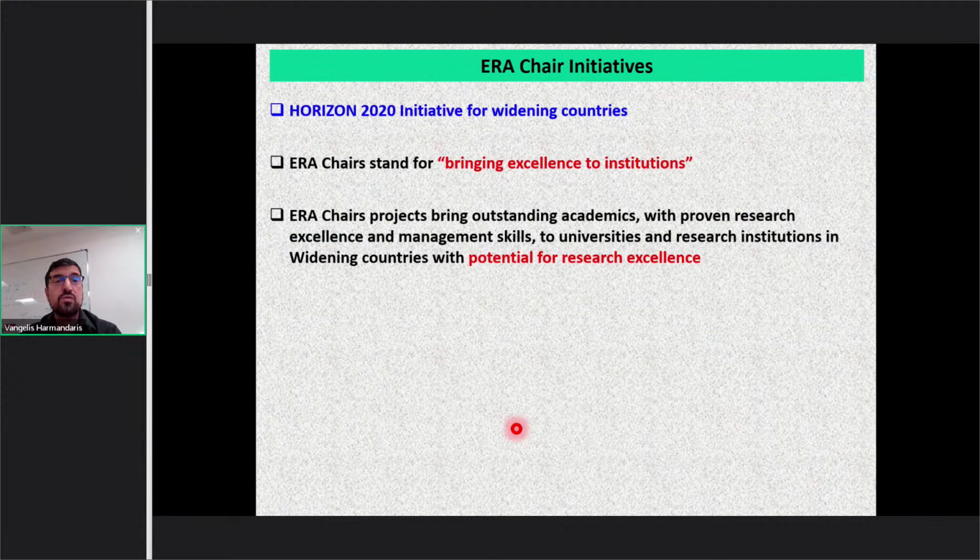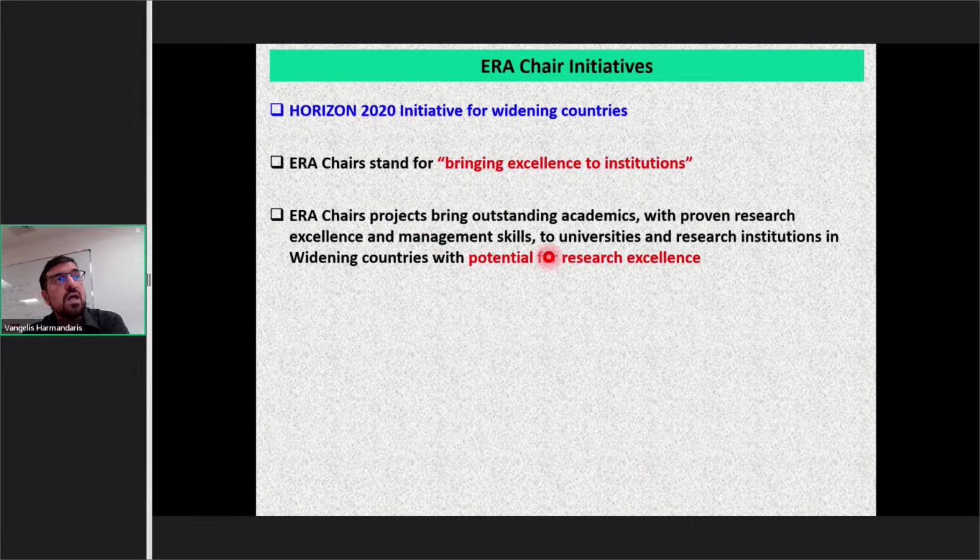Okay, now a few things about the ERA-Chair. What is the ERA-Chair initiative, and what is the SimEA, as we call it, ERA-Chair? So this information might be boring for some of you, but on the other hand, for some of you it might be interesting, especially if you want to consider applying for something like that.